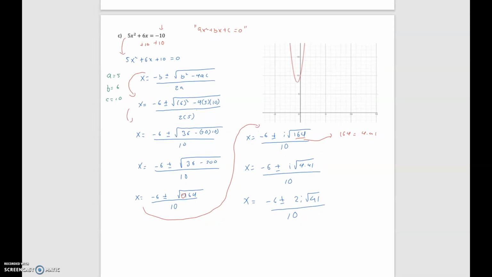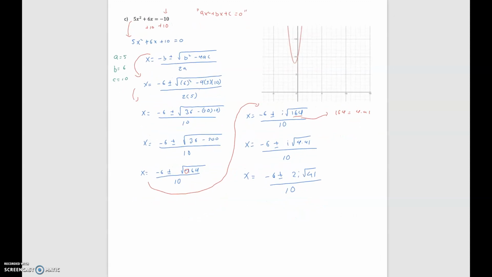We can technically take this further, but that's only if they wanted the complex solutions. In this case, since they want us to solve and they don't mention anything about complex solutions, that means that this is a no solution. So you would simply say, at this point, stop here and automatically say no solution. There are no x-intercepts.